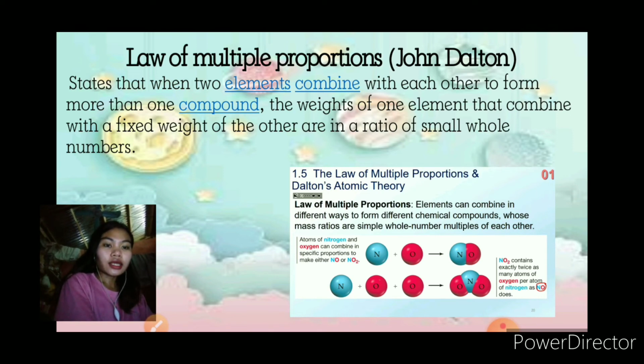So, ang example ani, if nakakita ka sa video ni ma'am, sa iya law of multiple proportions ni John Dalton, makita nimo dito ang iya example sa auto. Iya ni siya gi-explain nga if mag-add ka ug usa ka nitrogen tapos add ka ug usa ka oxygen, mahimo na siya nga nitrogen oxide. Tapos kung mag-add ka ug usa ka nitrogen tapos duha ka oxygen, matawag na siya nga nitrogen dioxide. So mao na siya ang law of multiple proportions nga gi-propose ni John Dalton.